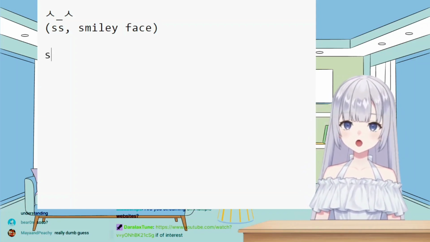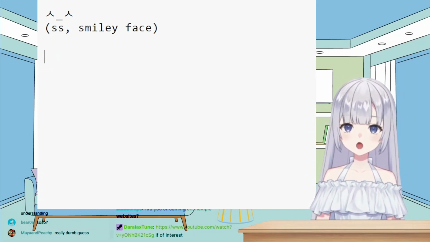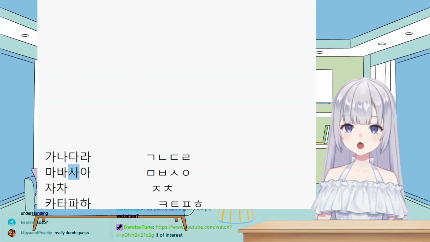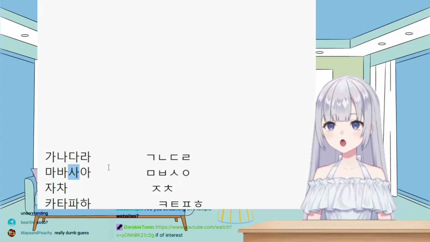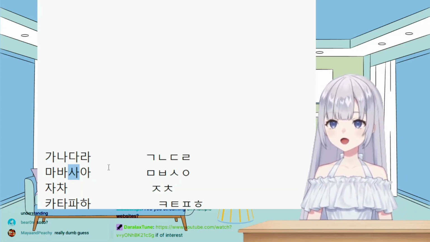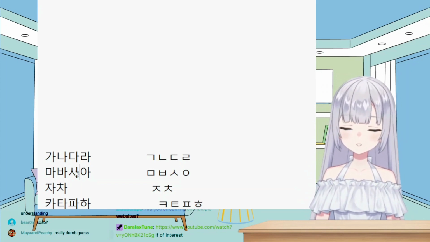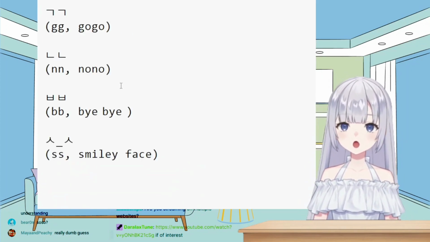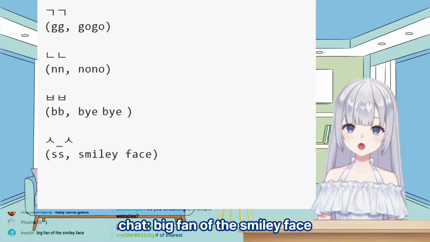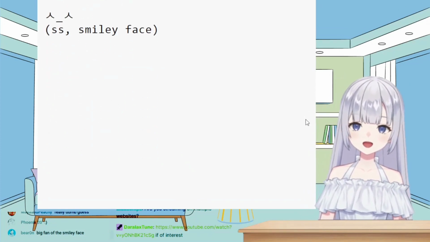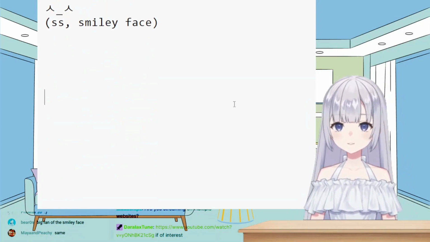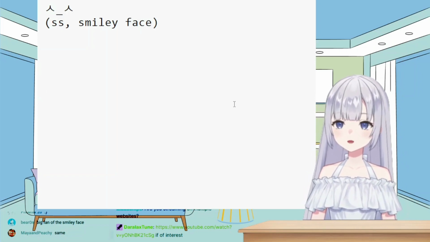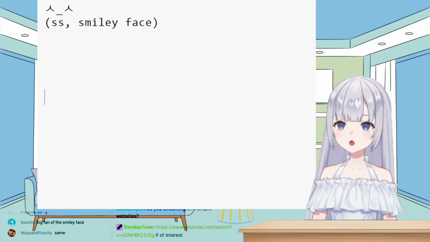That's how Koreans usually learn the Korean alphabet. That's why I have this here. Like how you learn ABC from school, they usually learn Ga Na Da Ra Ma Ba Sa. So I think that's actually a good guess. Big fan of the smiley face. Very nice. So yeah, if you have Korean friends, maybe you can try sending it to them.